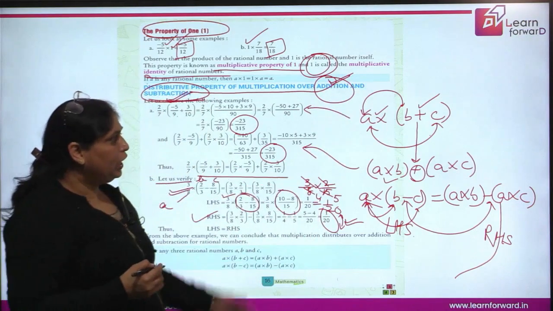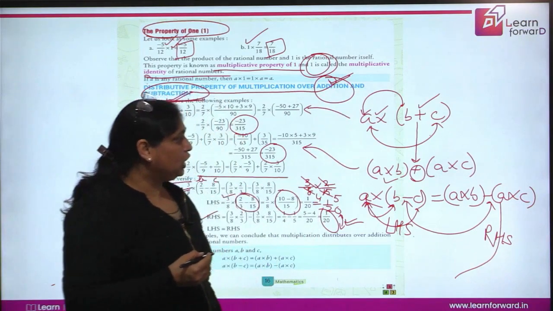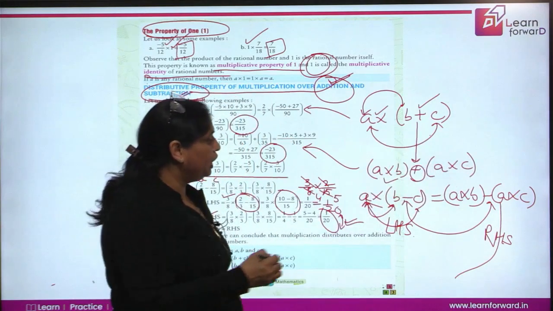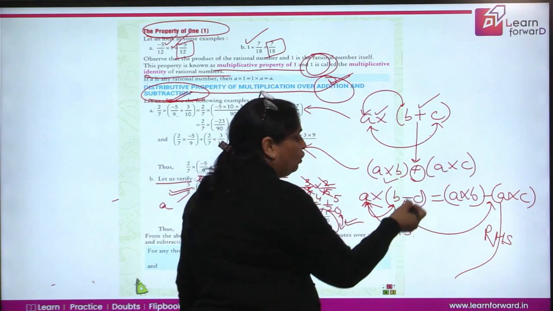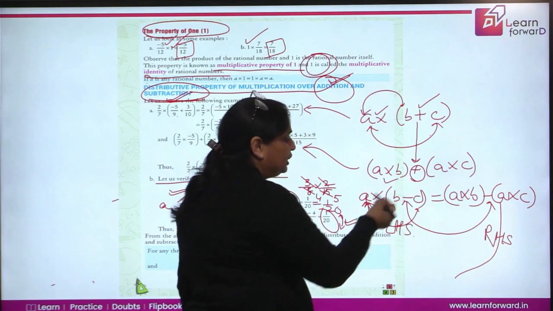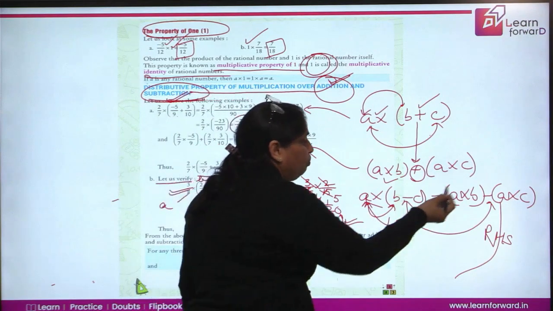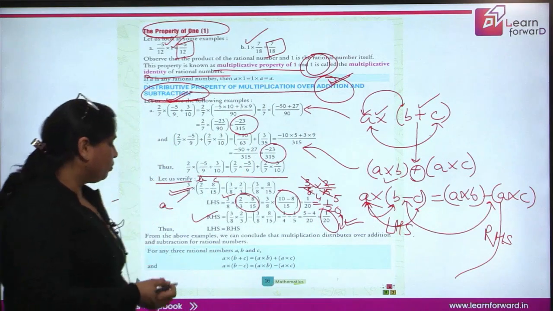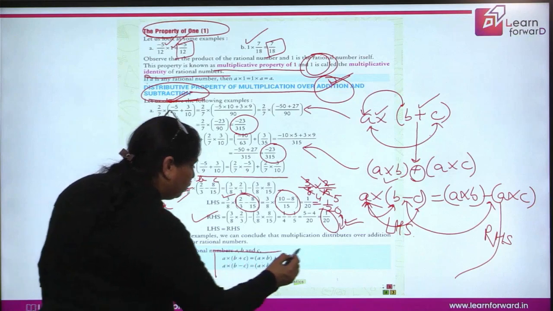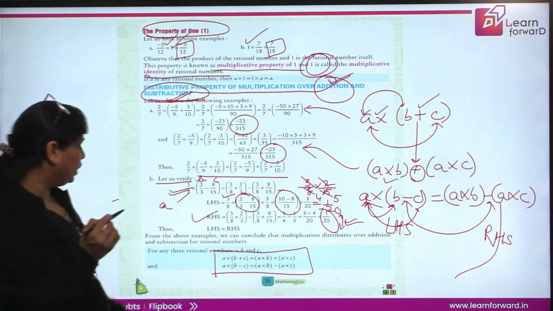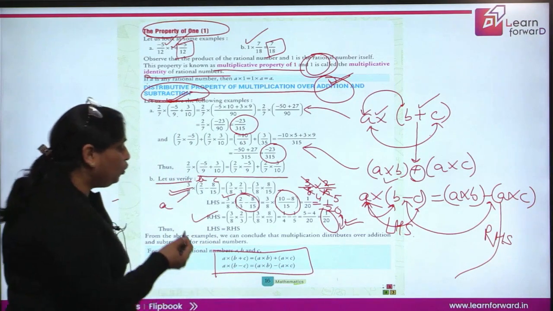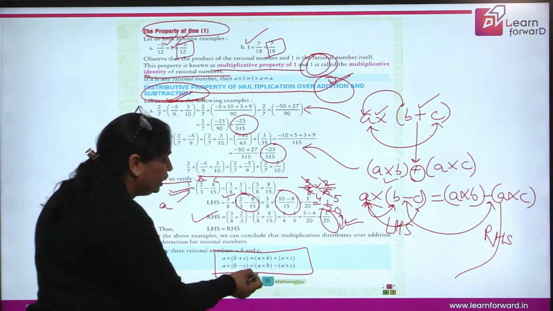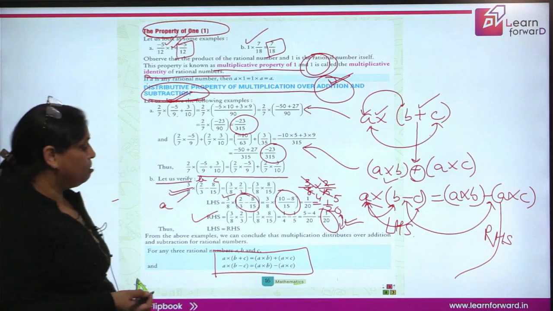As we have seen, A into B plus C is equal to A into B plus A into C. For subtraction, A into B minus C is always equal to A into B minus A into C. So, for any three rational numbers, A into B plus C equals A into B plus A into C, and A into B minus C is equal to A into B minus A into C.